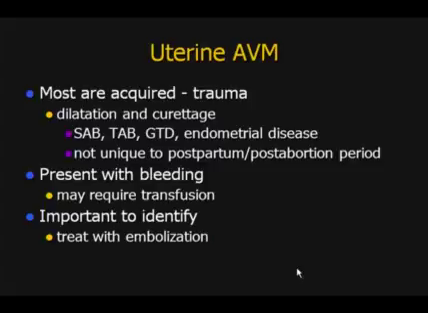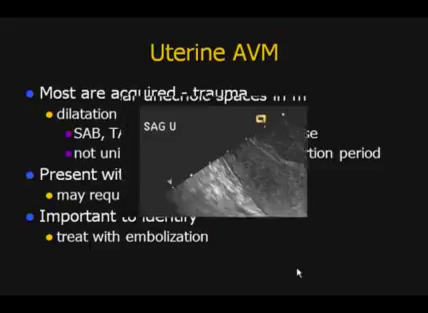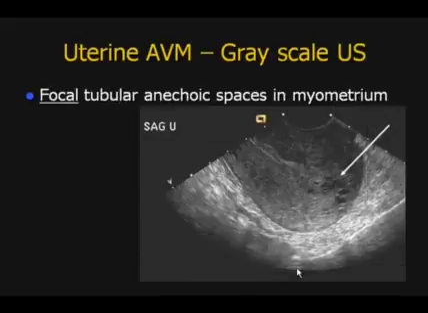So a little background, because we may be thinking about uterine AVM in such patients. Most uterine AVMs are acquired due to trauma, often from dilatation and curettage. It's not necessarily a postpartum, post-miscarriage patient. It could be curettage performed for any reason. They typically present with bleeding, many times massive bleeding that may require transfusion. And it's important to identify these patients, as you may want to consider treating with embolization rather than dilatation and curettage. What do AVMs look like?